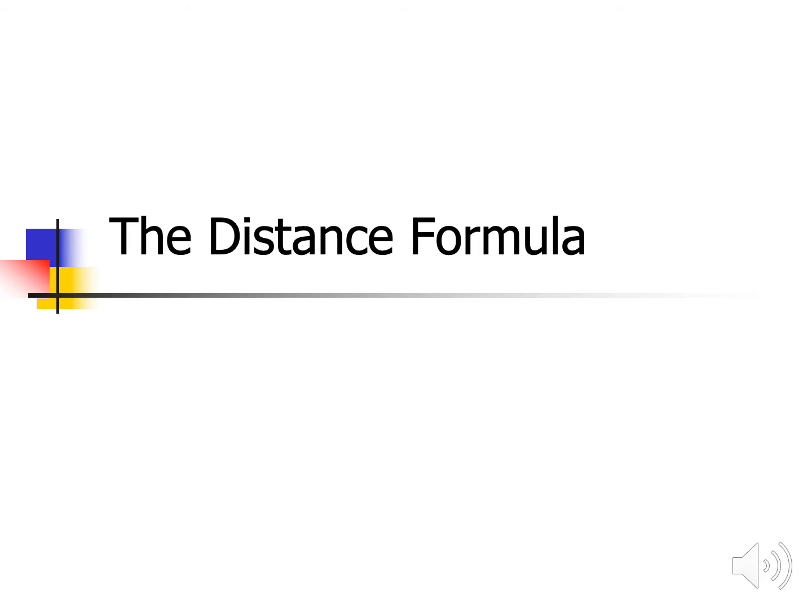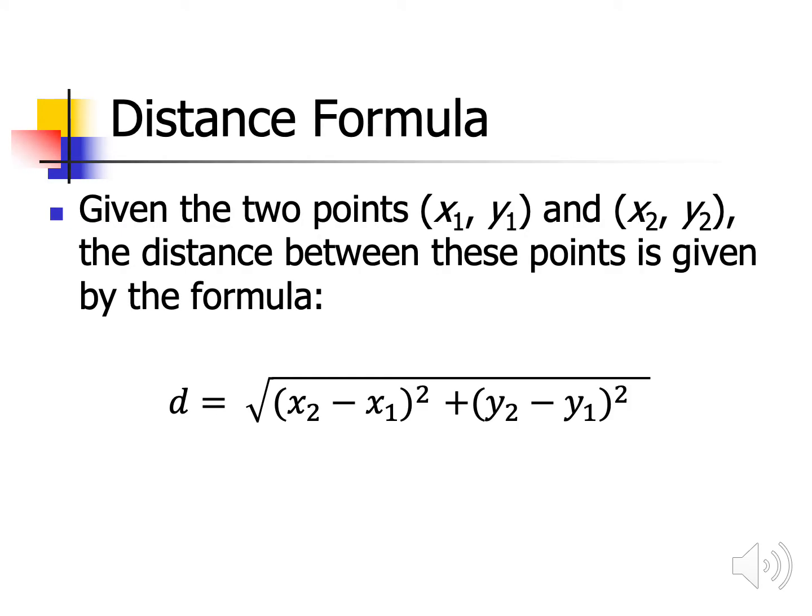The distance formula. So that is going to be our lesson. Okay, so the distance formula is used to find the distance between 2 points. If we are given 2 points, (x1, y1) and (x2, y2), the distance between these 2 points is given by the formula d equals the square root of (x sub 2 minus x sub 1) squared plus (y sub 2 minus y sub 1) squared.